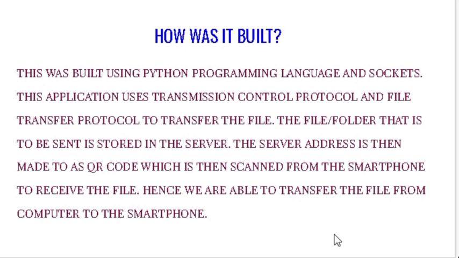So how it works? Basically, your file and folder will get stored in a server, basically a web server, and that web server address is encoded into a QR code using a Python module named PyQRCode, and then that QR code will pop up on your computer screen. Once you scan that QR code using your mobile, you will be able to see the same file which you shared from your personal computer. But the main point to note here is that your laptop as well as your smartphone should be on the same network.